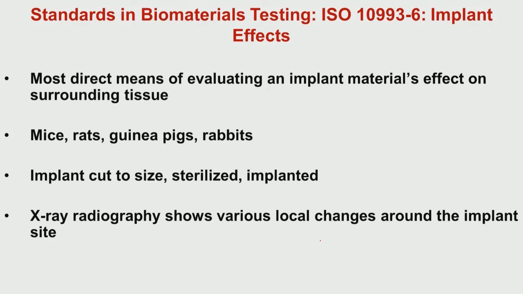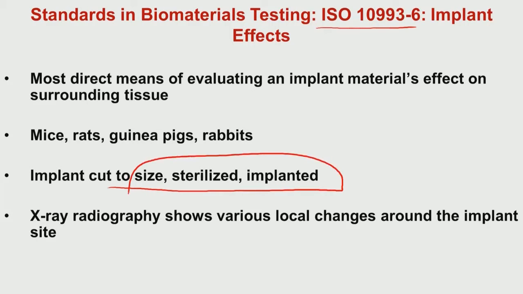Now, there are several standards for biocompatibility assessment, like ISO, International Standards Organization, ISO 10993 part 6, that is essentially related to the implant effects and standards in biomaterial testing. So, this essentially tells you the most direct means of evaluating the implant material's effect on surrounding tissue, and different animals are to be used, and the implants can be cut to size, sterilized and implanted, and X-ray radiography can be used as an immediate assessment technique just to see the local changes around the implant site at the macroscopic scale.